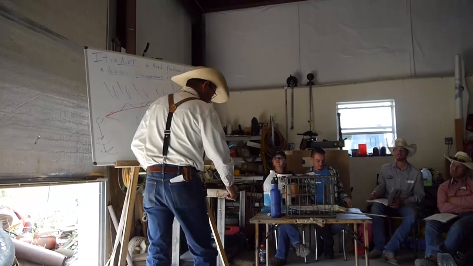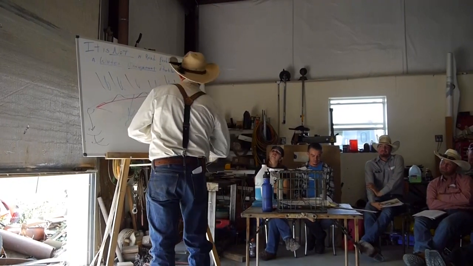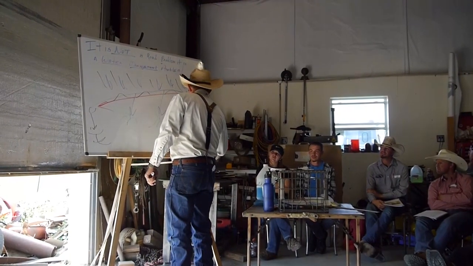So now what do we got here, Grant? What do we produce? The grass, right? We got this critter going.